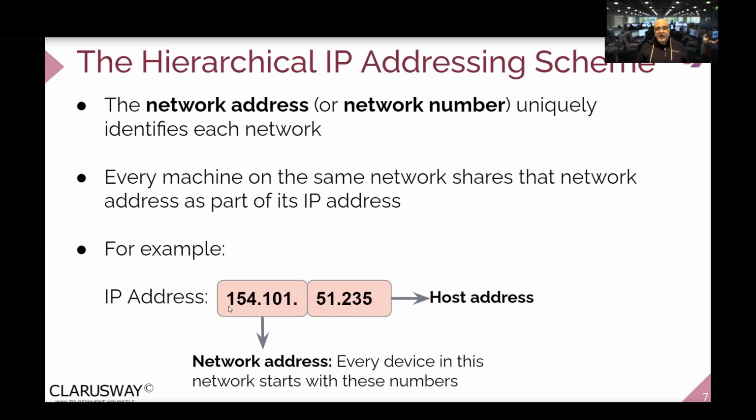So in other words, I could have another IP address, 154.102.51.235. So although the host address is the same, 51.235, the network address that I define is different. So it's going to go to a completely different home. It's just like if I have a street address, I have 15 Cedar Drive, but I have 15 Maple Drive, and I have 15 Willow Drive. So I can have the same number on each different street, but to uniquely get to one address, I need to specify both.